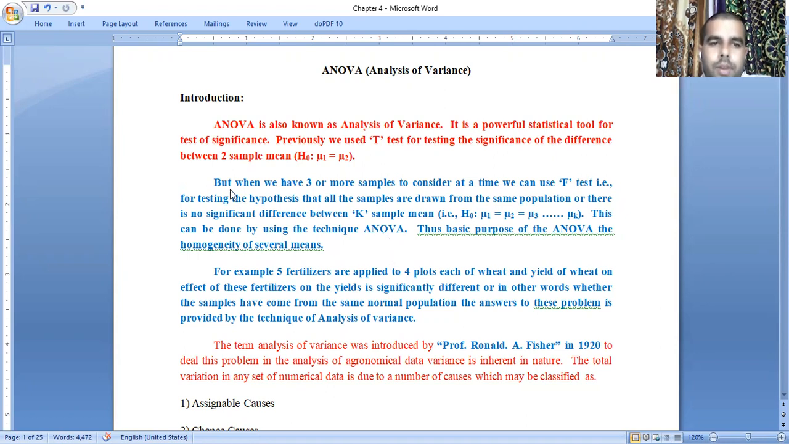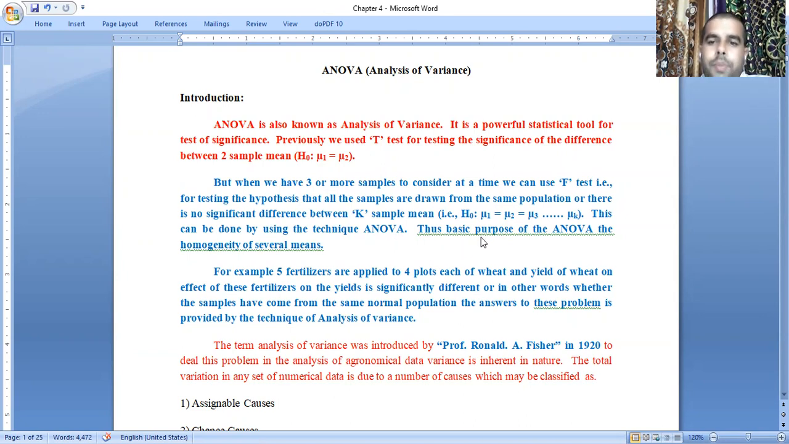Observe carefully in the second para. But when we have 3 or more samples to consider at a time, we can use the F-test. F-test is nothing but Fisher's test, for testing the hypothesis that all the samples are drawn from the same population, or there is no significant difference between k sample means, that is H0: mu1 equals mu2, mu2 equals mu3, and so on up to mu k. This can be done by using the technique called ANOVA.